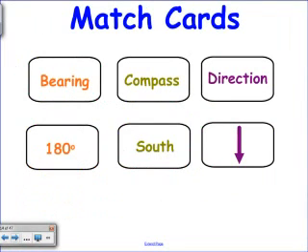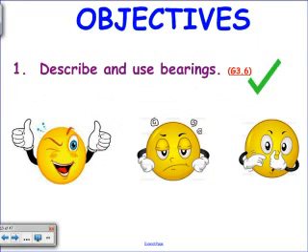So, what I've got for you first is a card matching exercise. Because the generic bearings of north, south, east and west, the cardinals and the intercardinals, have got numbers associated with them, and an arrow, a direction, I want you to sort these cards so that the arrow points to the direction in words that relates to the bearing in numbers. So that's the first objective.